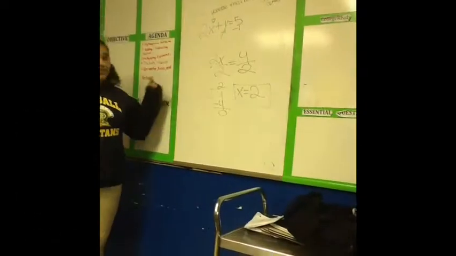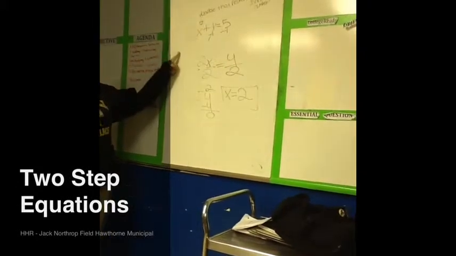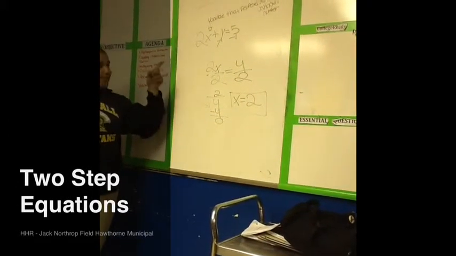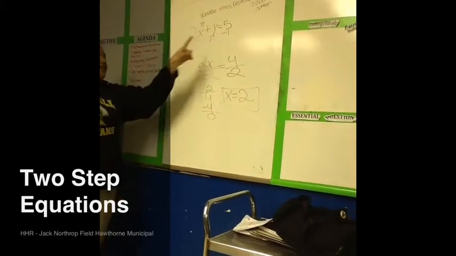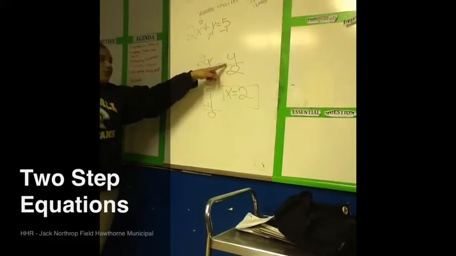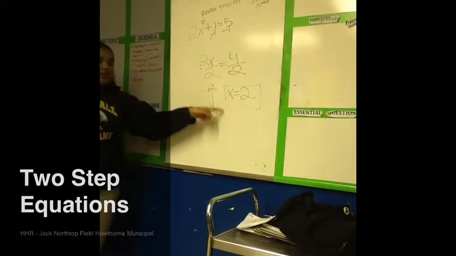We're going to be solving a two-step equation. 2x plus 1 is equal to 5. So we cross out minus 1 from one side and the other side. And then we come here, we put 2x over 2 is equal to 4 over 2. And then we divide it and we get x equals 2.